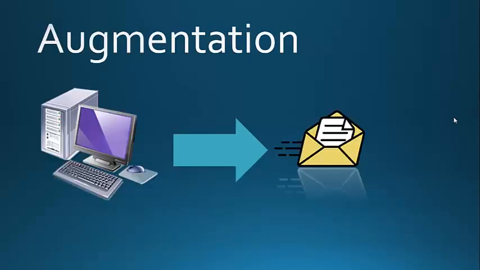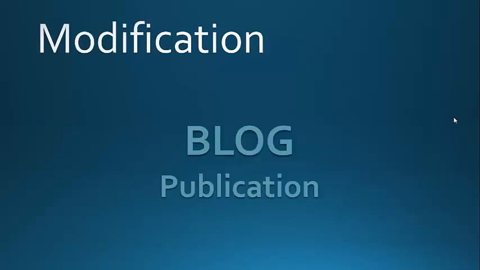Augmentation, perhaps typing something into a computer, but being able to submit it electronically, for example, in an email. Modification, maybe instead of typing a paper, a teacher might have a student write a blog about it and publish it online. It should be noted at this time that a blog is a form of publication, which ties back to the Common Core as seen previously.